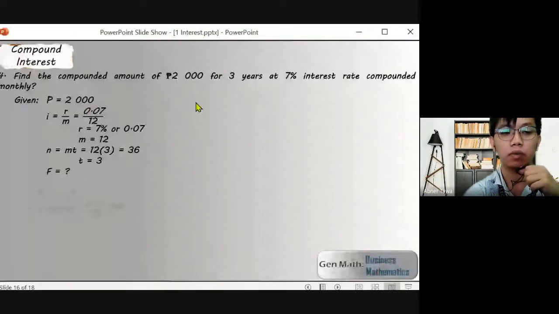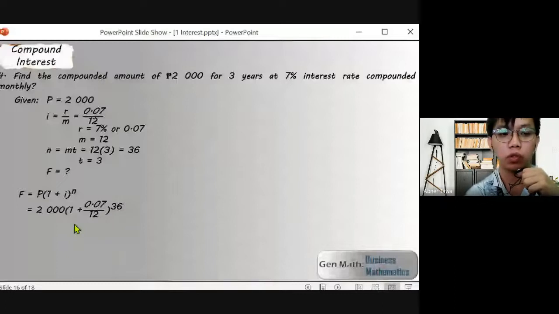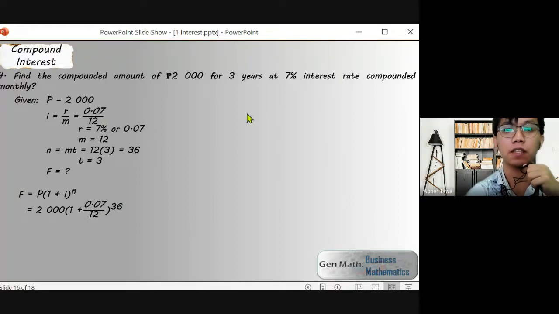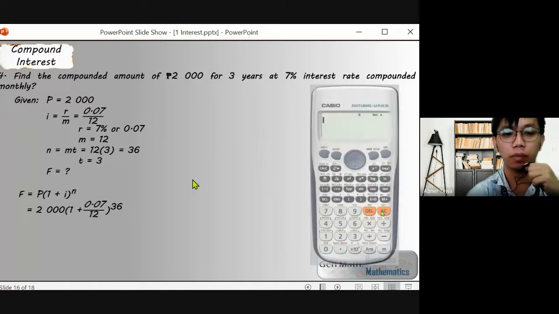Okay. And of course, we're just going to use the formula in solving the future value. We have here the given formula, which is F is equals to P multiplied to (1 plus i) raised to n. And then just substitute. So we have here P is 2,000 pesos multiplied to (1 plus 0.07 over 12), that is the value of i, raised to the value of n, which is 36. And then just use calculator to solve para mas mabilis and mas accurate.